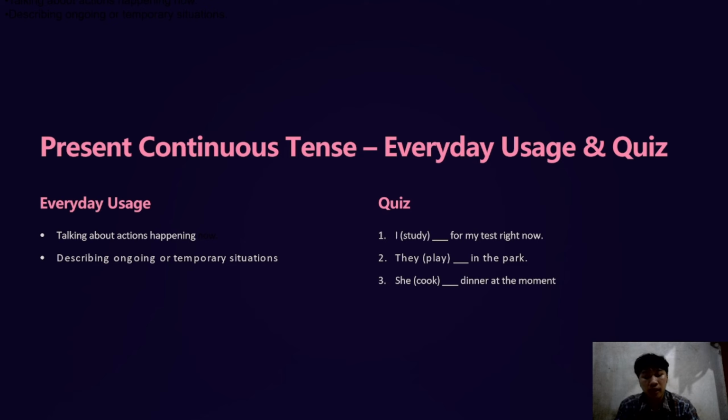In everyday life, we use the present continuous to describe actions happening right now, like I am doing my homework. And next, temporary actions or situations. For instance, they are staying at a hotel this week.